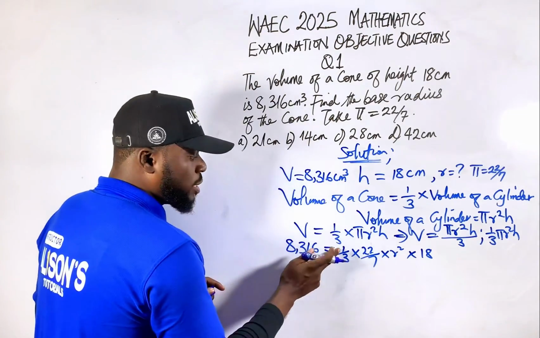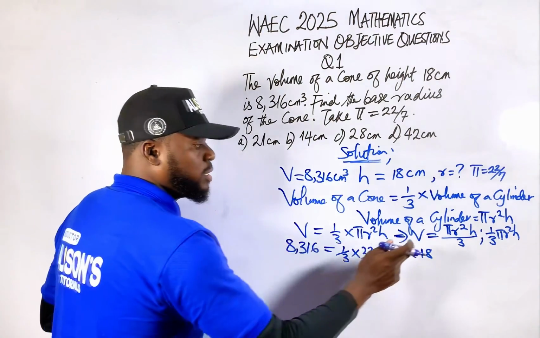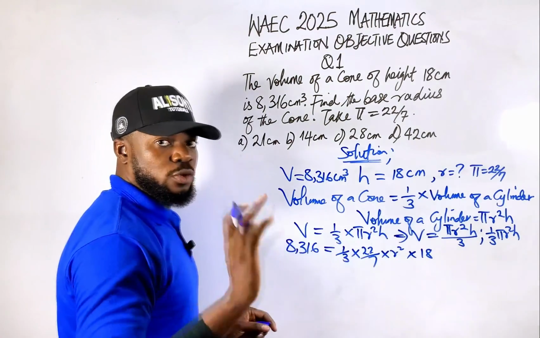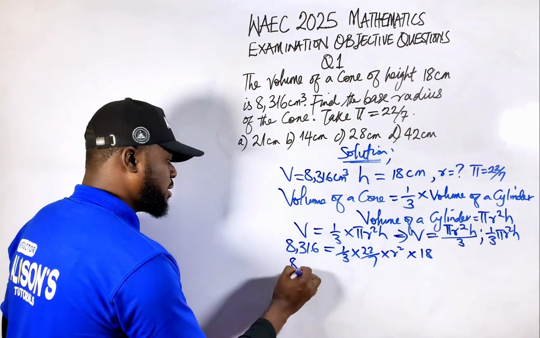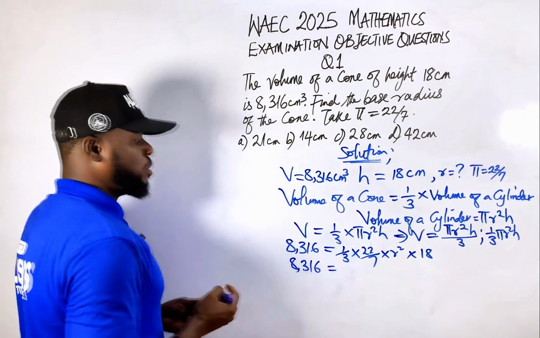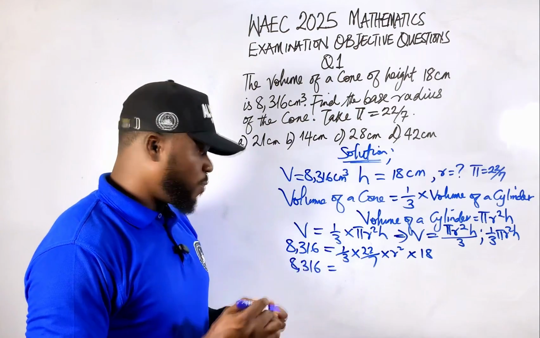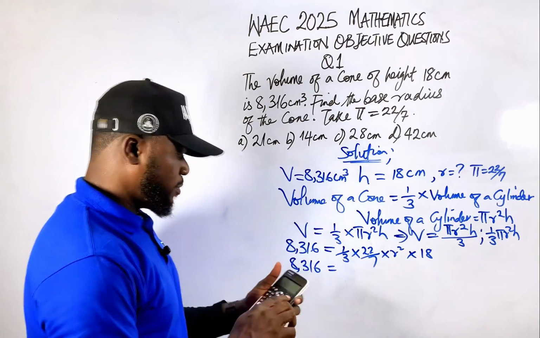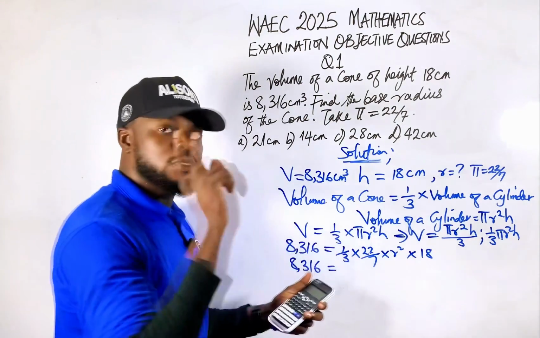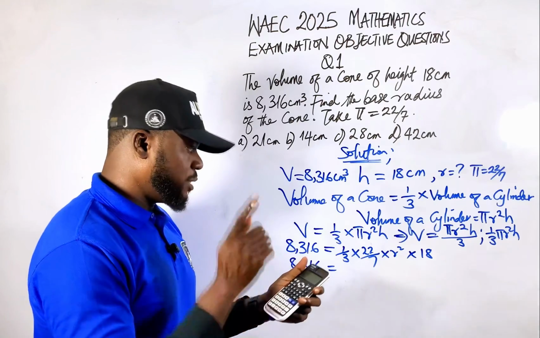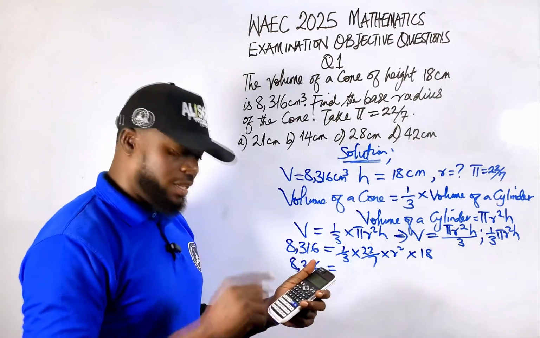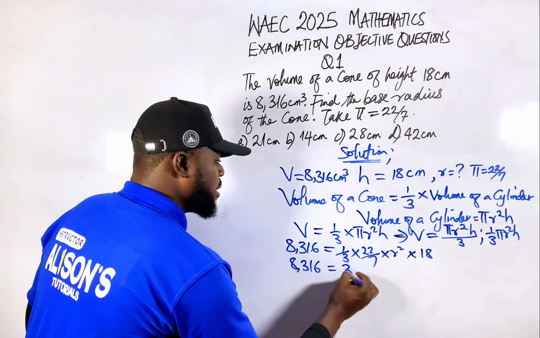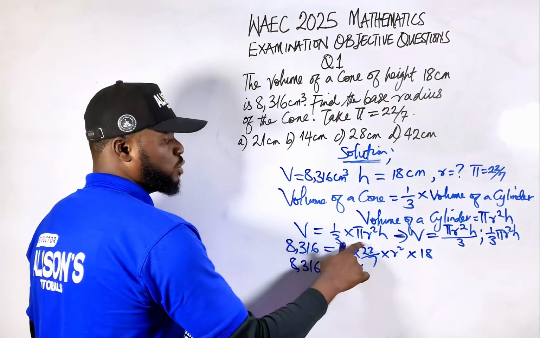What can you do now? It's simple. 1 times 22 will give you 22 times 18. For the denominator, you get 3 and 7, 3 times 7 is 21. Write this one first. 8316 equal to, then 1 times 21. Let me carry my calculator so you can do it. 1 times 22 is still 22. 22 times 18 will give us 300 and something. Let me confirm: 396. That is 22 times 18.